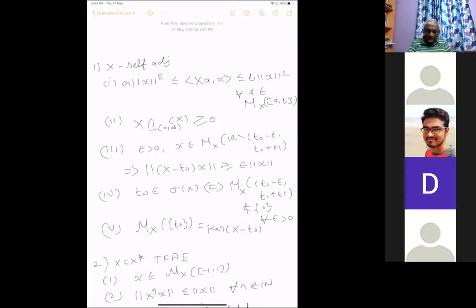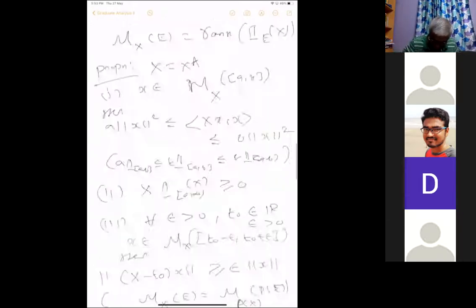Okay, but then x is in the kernel of X minus T0. Suppose small x is in the kernel of capital X minus T0. That means it cannot be 0. It cannot satisfy this inequality. So it cannot be in that range. It has to be in the orthogonal complement of that, right? Correct. So I will write it here.